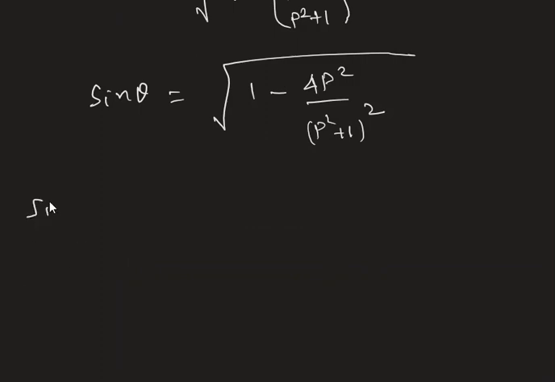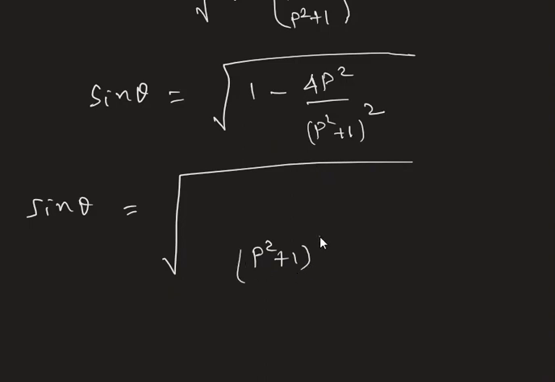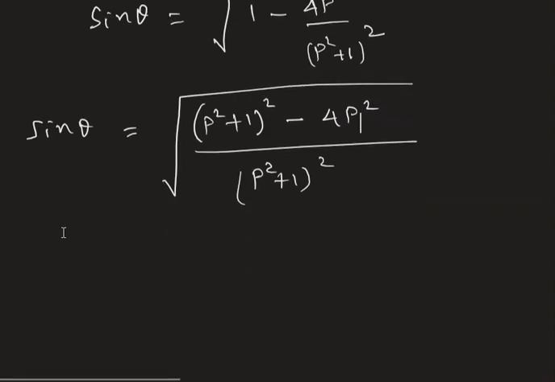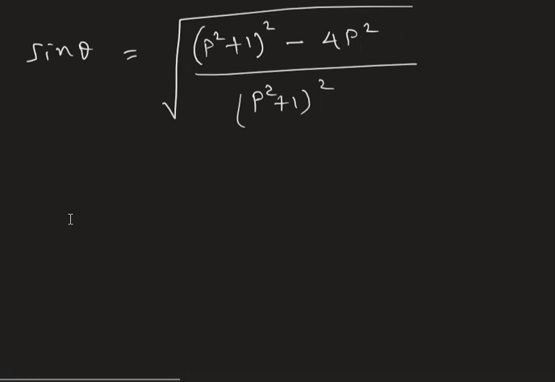Now sine theta is equal to the whole square root of, you can take LCM, so p squared plus 1 the whole squared is the LCM, whole divided by, now here you take the LCM, so cross multiply, so p squared plus 1 whole squared, okay, minus 4p squared. Okay, right, go step by step, don't expand the denominator, always denominator should be left as factors only.